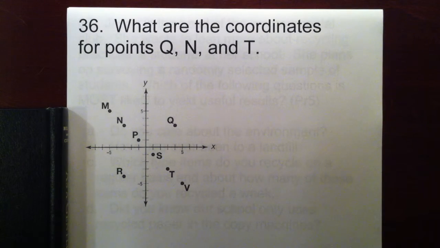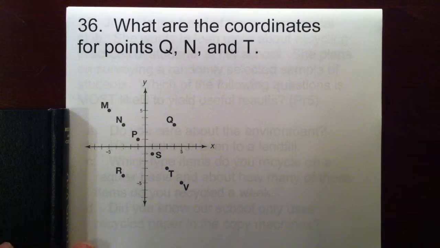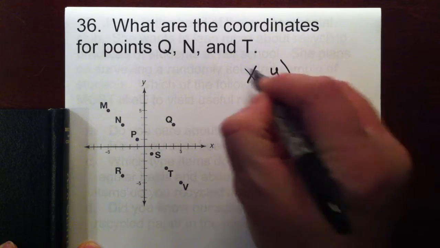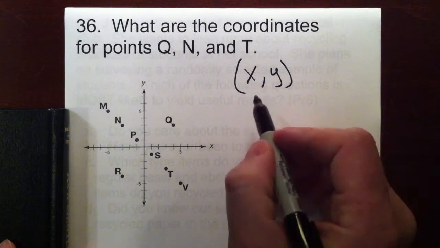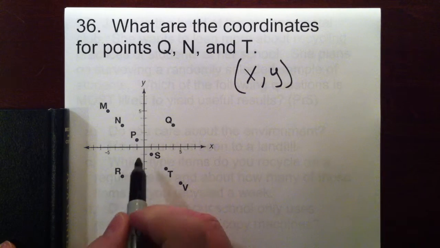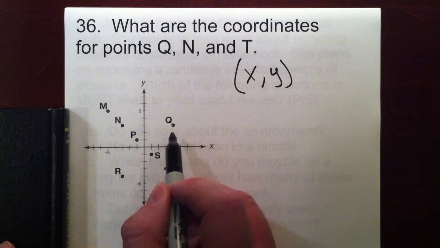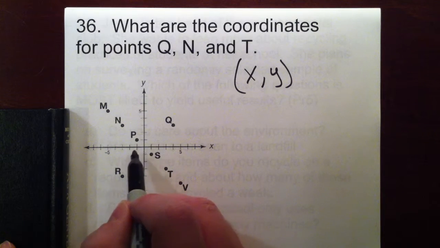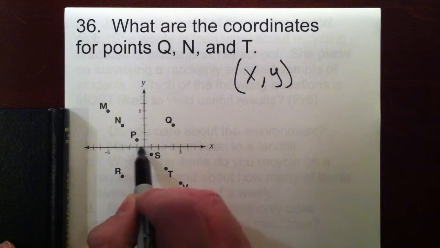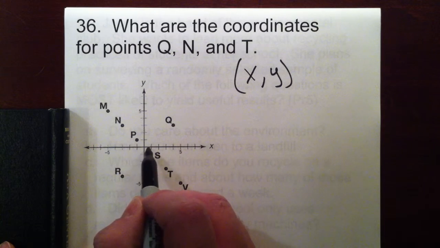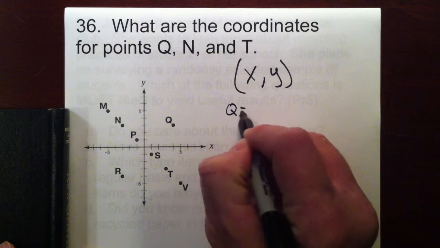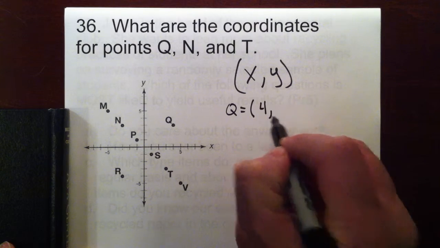What are the coordinates for points Q, N, and T? Well, first let's find Q. We know that X comes first and Y comes second. So we must find out where our Q is on the X-axis. We go over 1, 2, 3, 4. And keep in mind on the X-axis this is the positive side, and this is the negative side. So we have a positive 1, 2, 3, 4. So Q equals positive 4, but we're not done, of course.